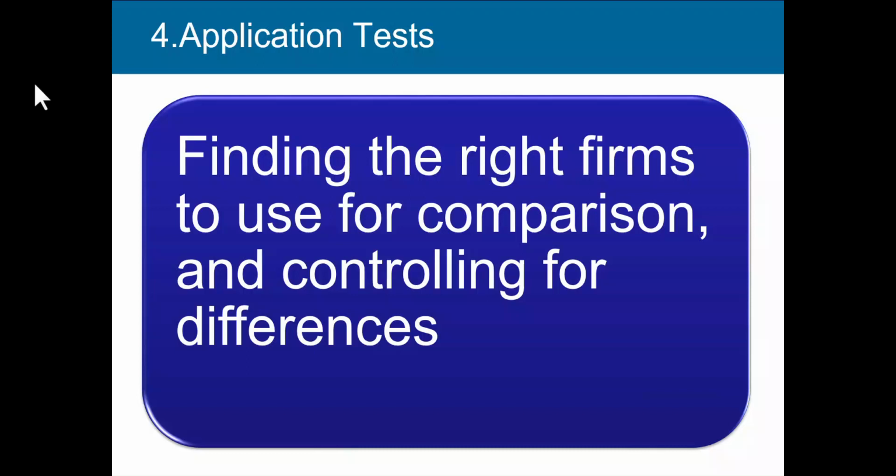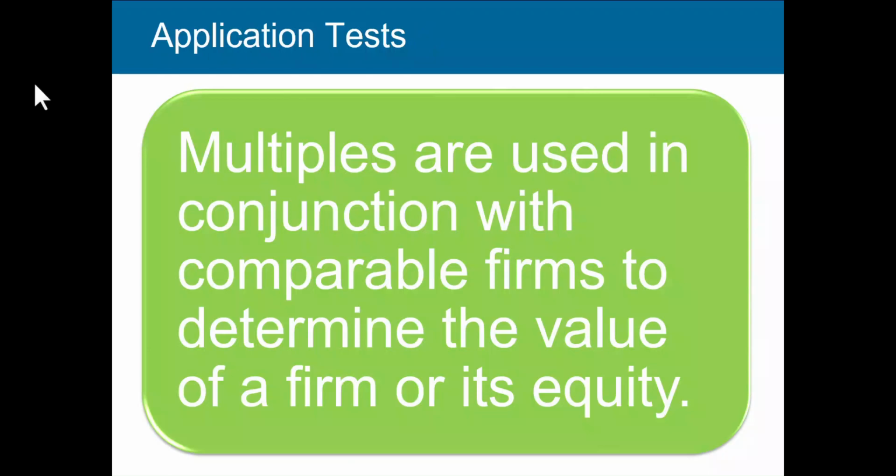If you control for that and bring everything at par, then we can compare them. So if there is any mechanism by which we can bring them at par, then that comparison would become valid. But it is very easy to say, and very difficult to do. Okay, let's understand. Multiples are used in conjunction with comparable firms to determine the value of a firm or its equity.